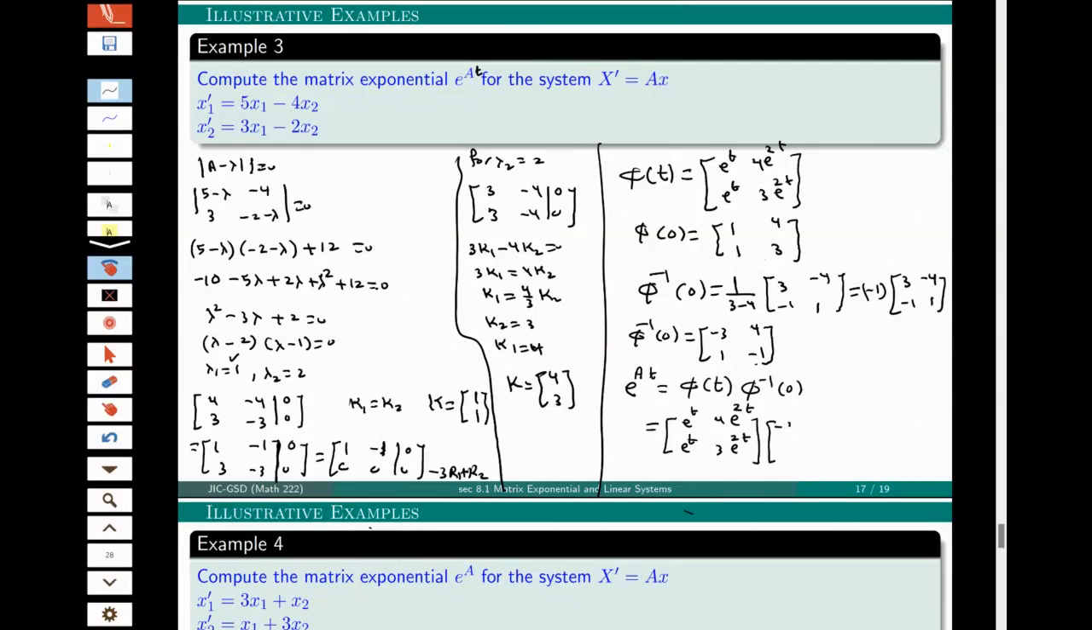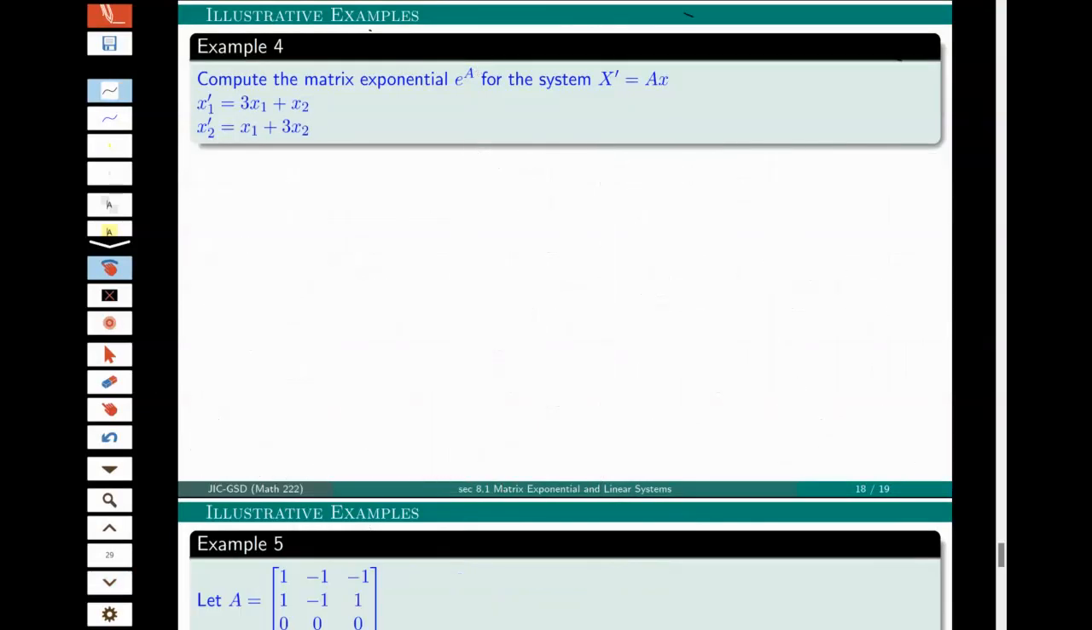When we multiply it by the inverse, which is minus 3, 4, 1, minus 1, we will end up with the matrix which is minus 3 e to the power t plus 4 e to the power 2t. That's first times first, second times second. Same thing here, first times that will be 4 e to the power t minus 3 e to the power 2t. Okay, same story here. Again, that's a mistake, it's A to the power t.